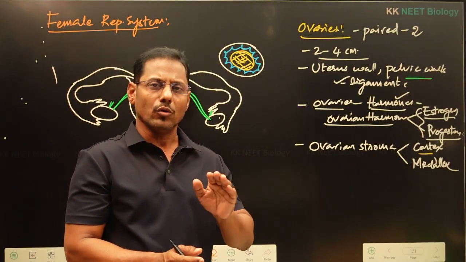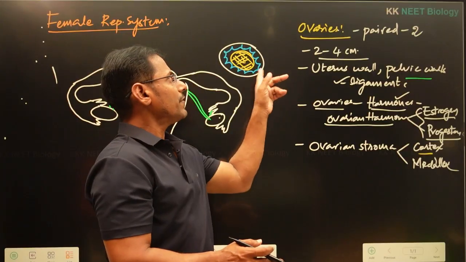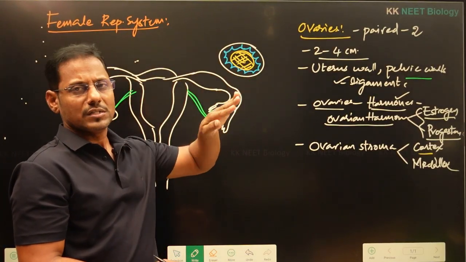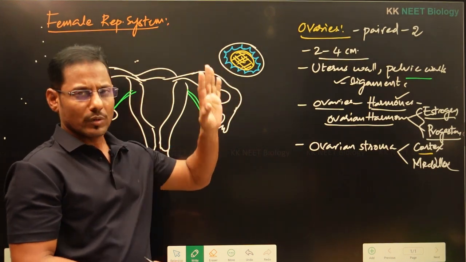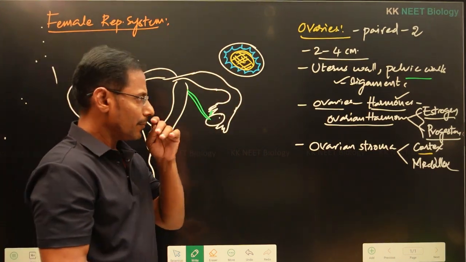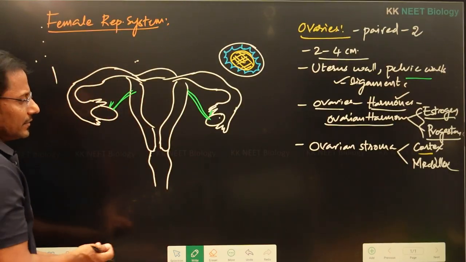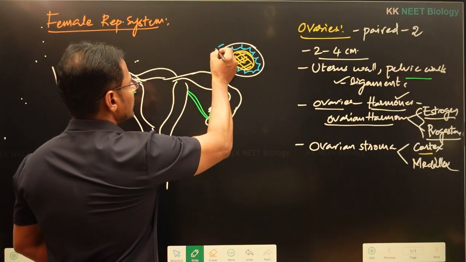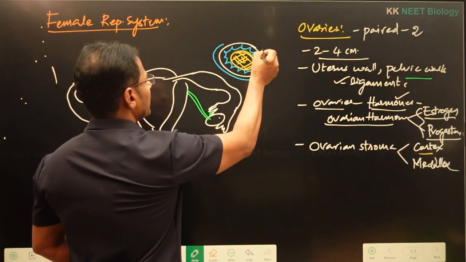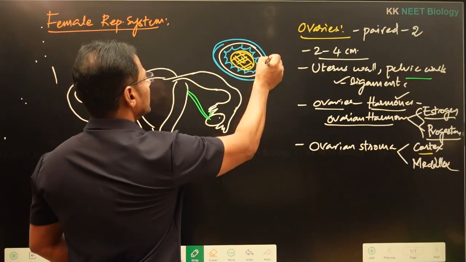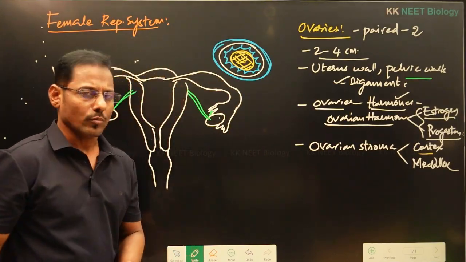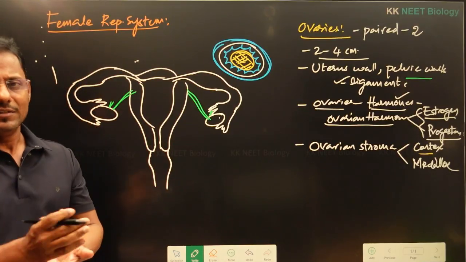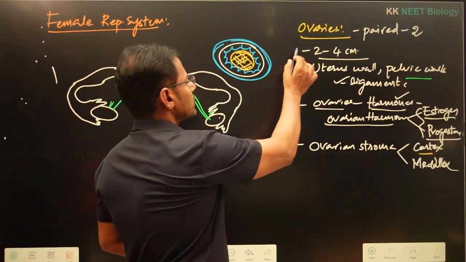In the same way, in the ovary too, the peripheral region is known as cortex, and the middle region of the ovary is known as medulla. Mind it. One very thin epithelial tissue is going to cover the ovarian stroma. This ovarian stroma is totally covered with a thin epithelial layer. So this is all about the ovaries.